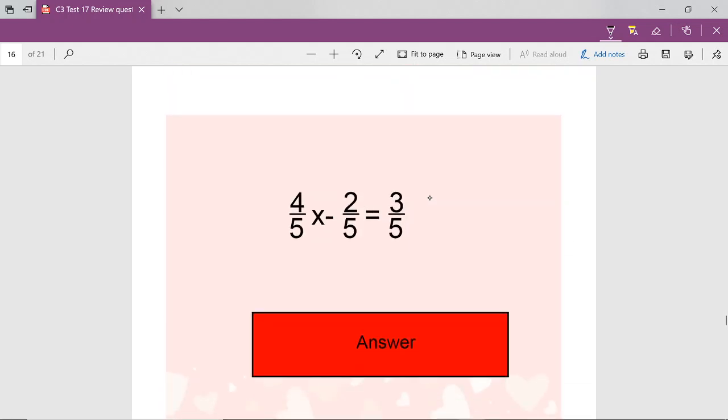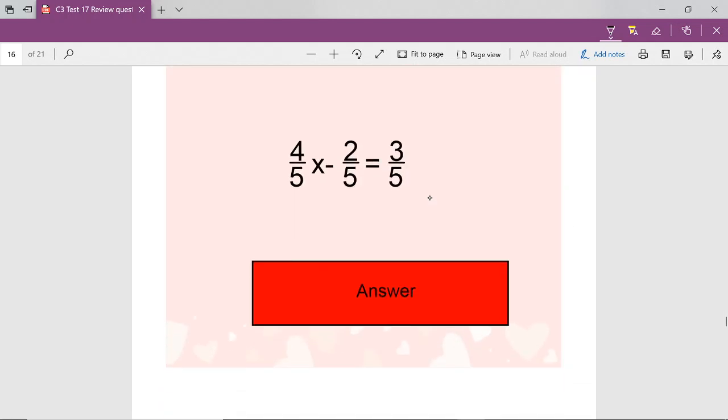Okay. All right. Just like any other equation, we do PEMDAS backwards here, and we need to get rid of that subtraction by adding 2/5 to each side. So I'm going to get 4/5 x equals 3/5 and 2/5 is together 5/5, but I'm going to represent that just as 1.